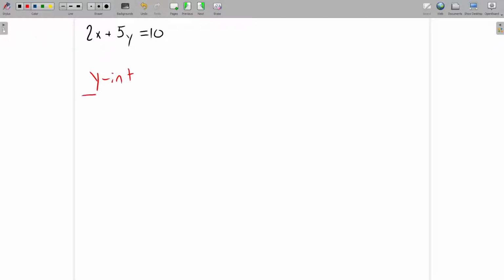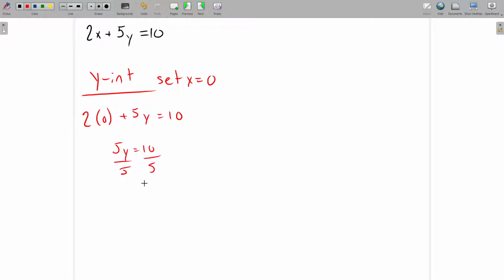Alright, so we have our first example. And we can start with whichever intercept we want, the x or the y. I'm just going to start with the y. So to find the y-intercept, we want to set x equal to 0, meaning I want to plug in 0 for x. And you'll notice that we now have only one variable in our equation, so we can easily solve for that variable. So 2 times 0 is going to cancel out, and we're left with 5y equals 10. And if we divide both sides by 5, we get that y is equal to 2.